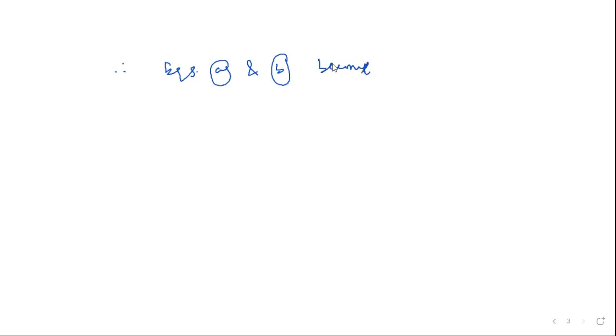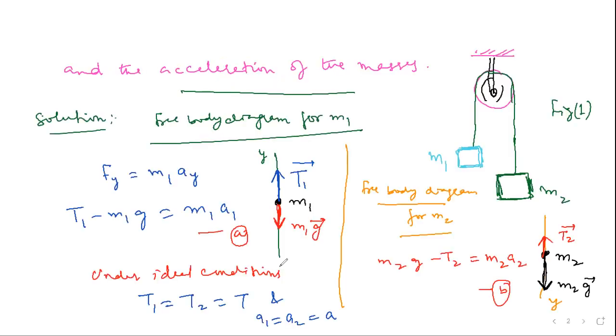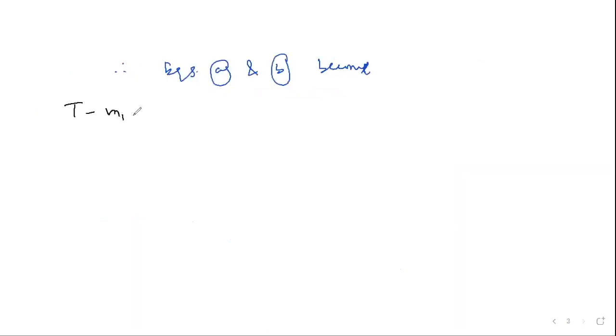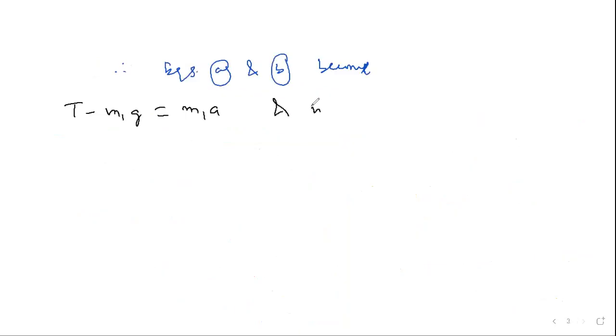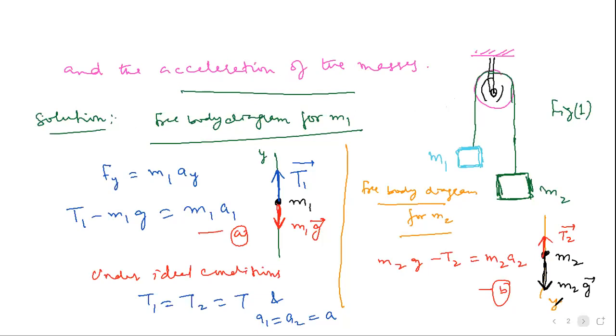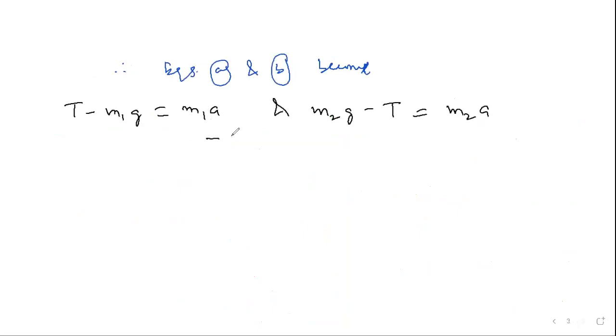using the ideal condition, T minus M1G is equal to M1A. This is my first. M2G minus T is equal to M2A. Let this be my 1, this be my second.